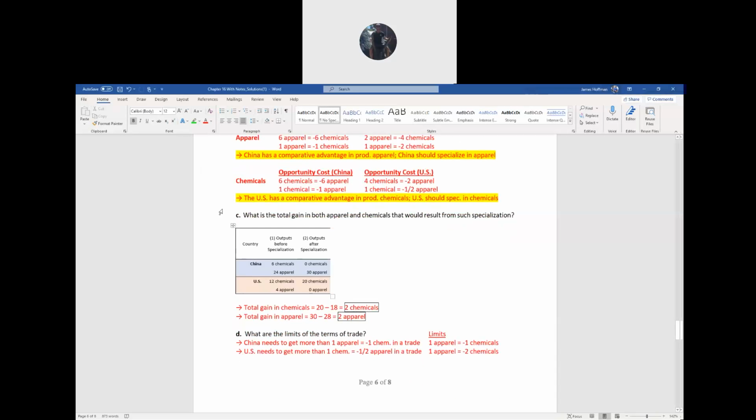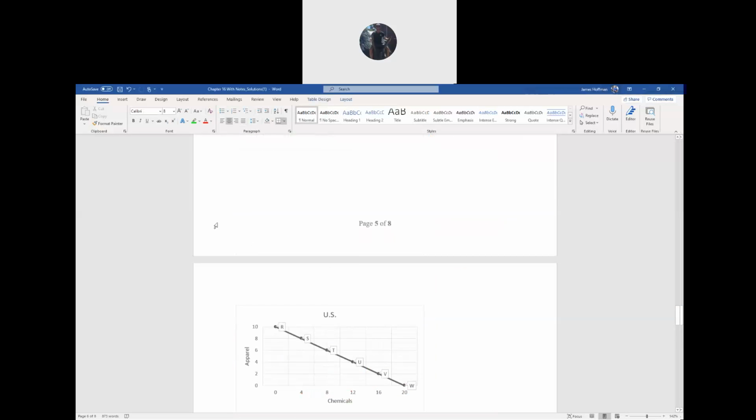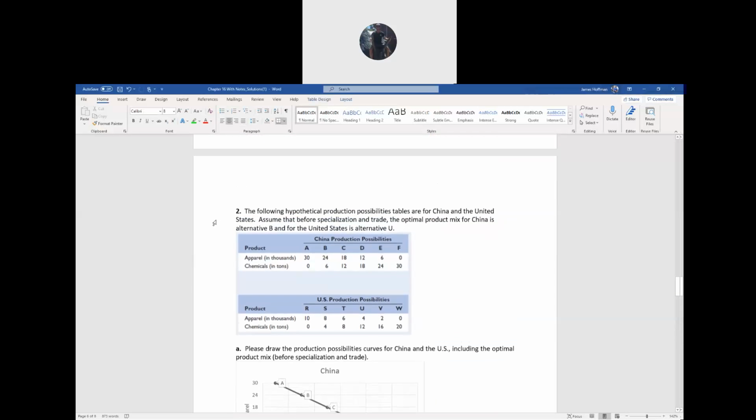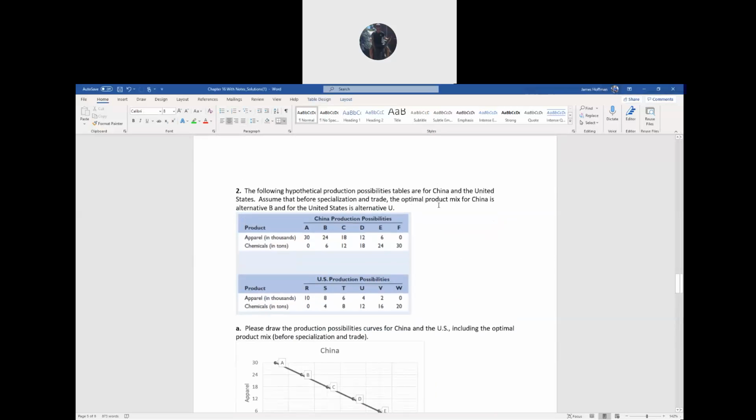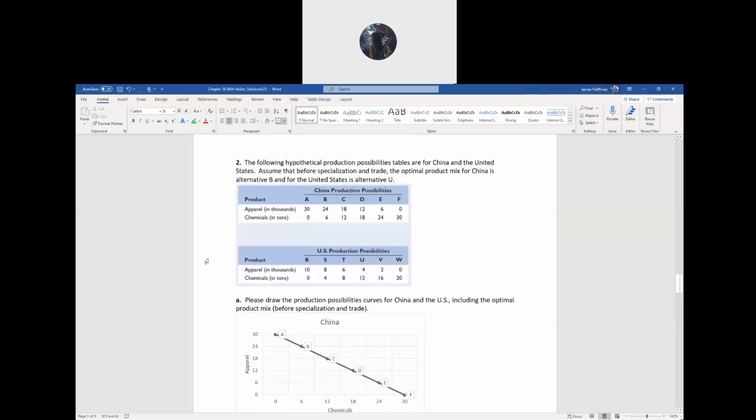C. What is the total gain in both apparel and chemicals that would result from such specialization? All right, so start with the initial point, which is going to be given. So always go back for column one, outputs before specialization. Just go up and make sure you see what the problem told you. Optimal product mix for China is B, 24 chemicals, 6 apparel, and for the US is U, 4 apparels, 12 chemical.